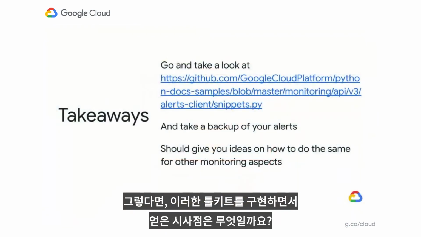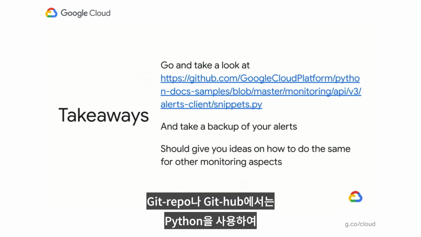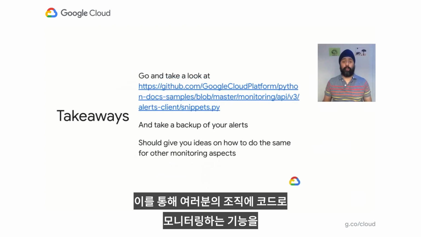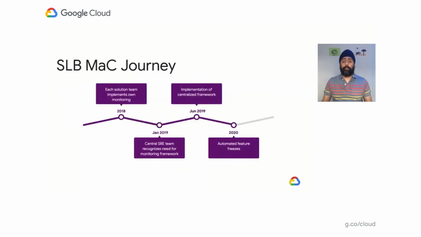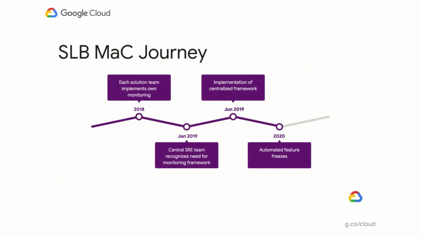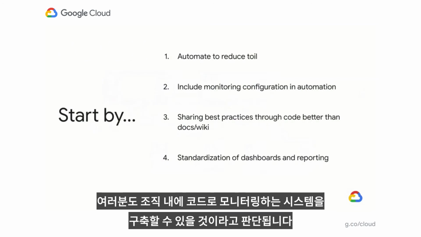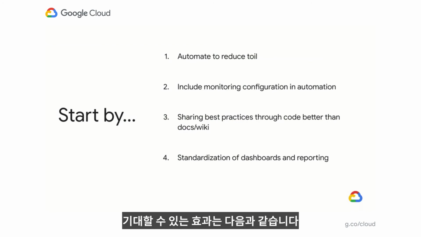So what are the key takeaways from our learning of our implementation? I would ask you to go and look at the Google Git repo in GitHub. There you would find examples of how to back up your alerts using Python. And I think this would give you ideas of how to add monitoring as code into your organizations. So where are we today? We believe that within your organizations, you can start by implementing the following points that are shown in this slide. And within our organization, by consolidating into a single toolkit or framework, I'm going to explain how we have benefited by doing this.